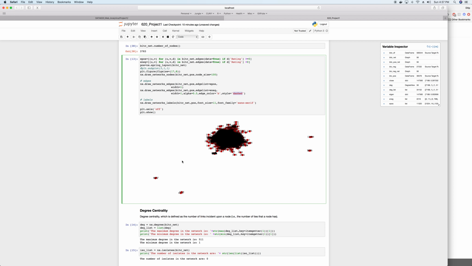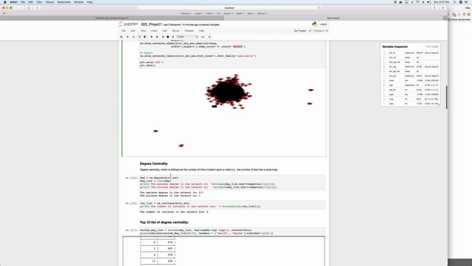I'm not going to run this particular piece of code because it takes a lot of time. Having said that, as per the question, we wanted to analyze the degree centralities and all the components related to betweenness centrality and the eigenvectors. So we went ahead starting with the degree centrality.